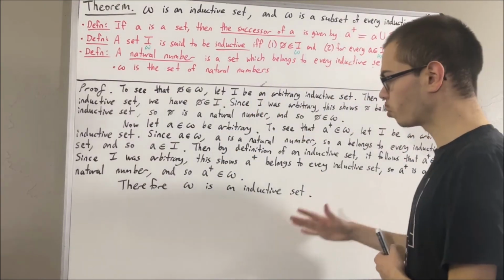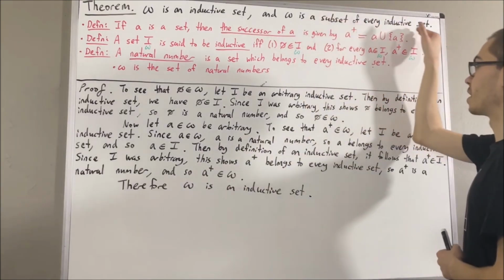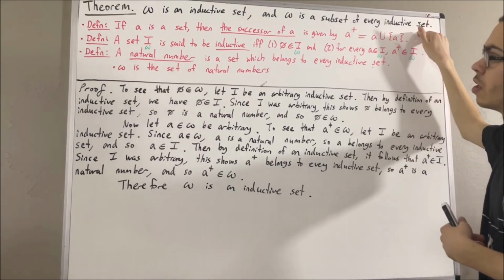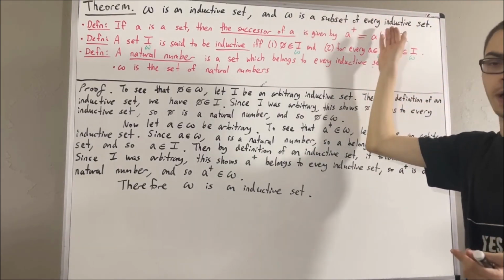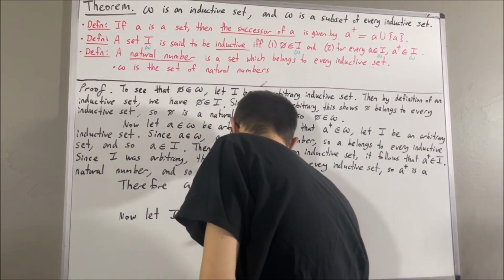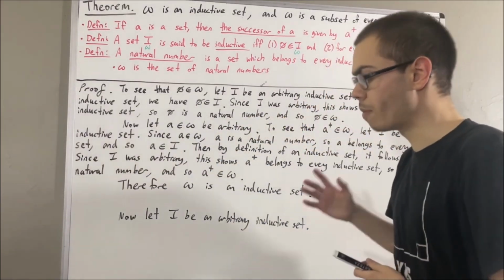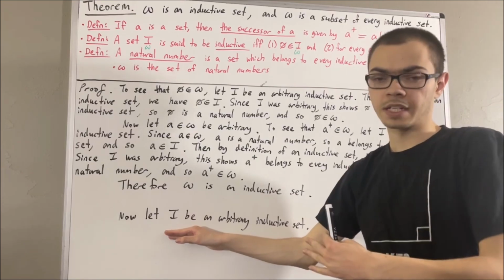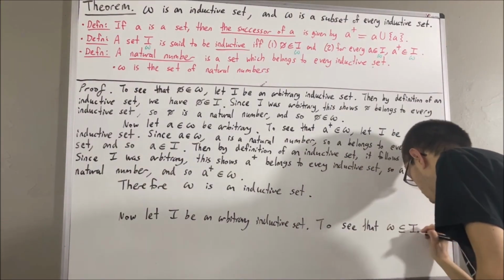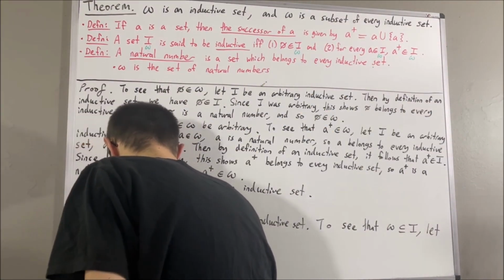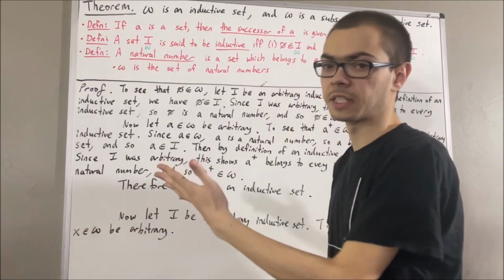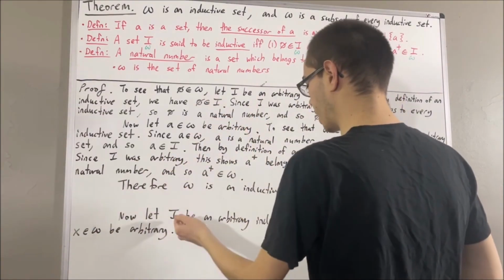So now, we're going to prove that omega is a subset of every inductive set. In other words, we're trying to prove for every inductive set I, omega is a subset of I. So to prove that, let's give ourselves an arbitrary inductive set, I. From here, we want to show that omega is a subset of I. So to prove that, let's give ourselves an arbitrary element of omega. I'll call it x. Well then, this means that x is a natural number. So x belongs to every inductive set. So in particular, x belongs to the inductive set I.